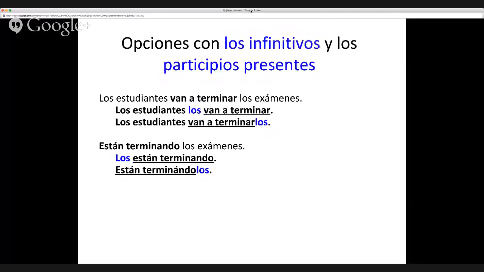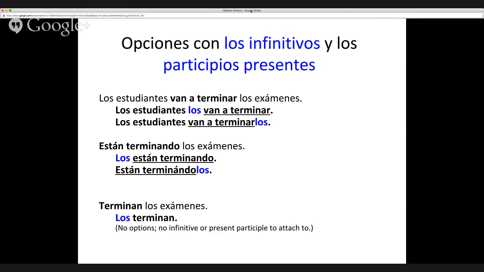Don't lose any sleep over that part at this point, but just make sure that you know that the direct object pronoun can always go before the conjugated verb, but it can be attached to an infinitive or a present participle if you like. Now look at a sentence like this. Terminan los exámenes. They're finishing the tests. There's no infinitive in that sentence. There's no present participle. So there are no options. Just do what I taught you to do from the beginning. Los terminan. You only have extra options if you're dealing with infinitives or present participles. And remember, present participles end in ando or yendo. ¿Vale?